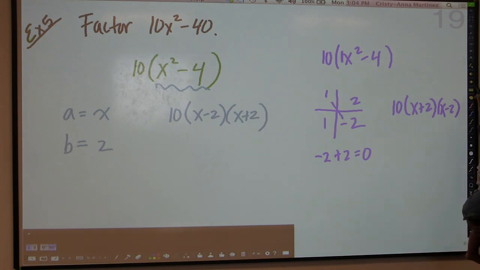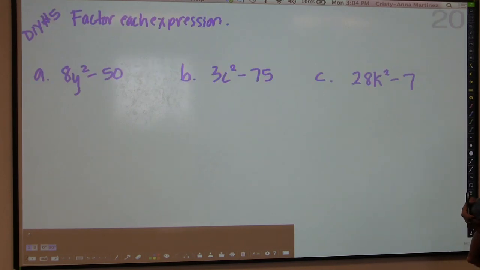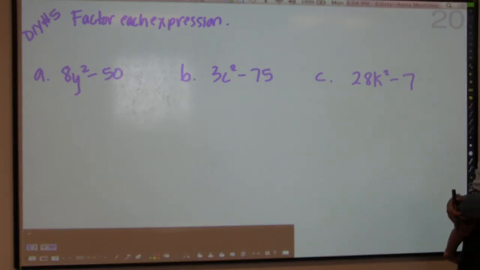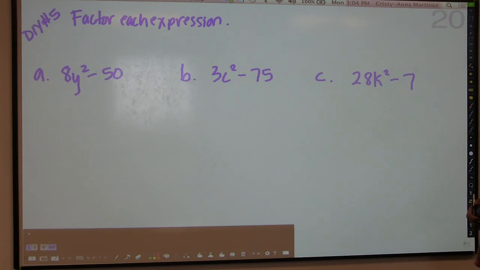So now you can try these guys. Remember that in these cases you want to make sure that you factor out what they have in common first, and then the difference of 2 squares will become obvious.